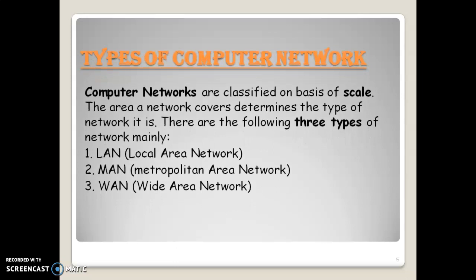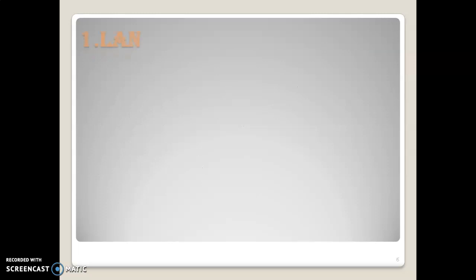And now we will work on types of computer network. So basically we can say there are three types of computer network. One is LAN, which is known as local area network, then metropolitan area network, and then WAN, wide area network. So what is LAN?